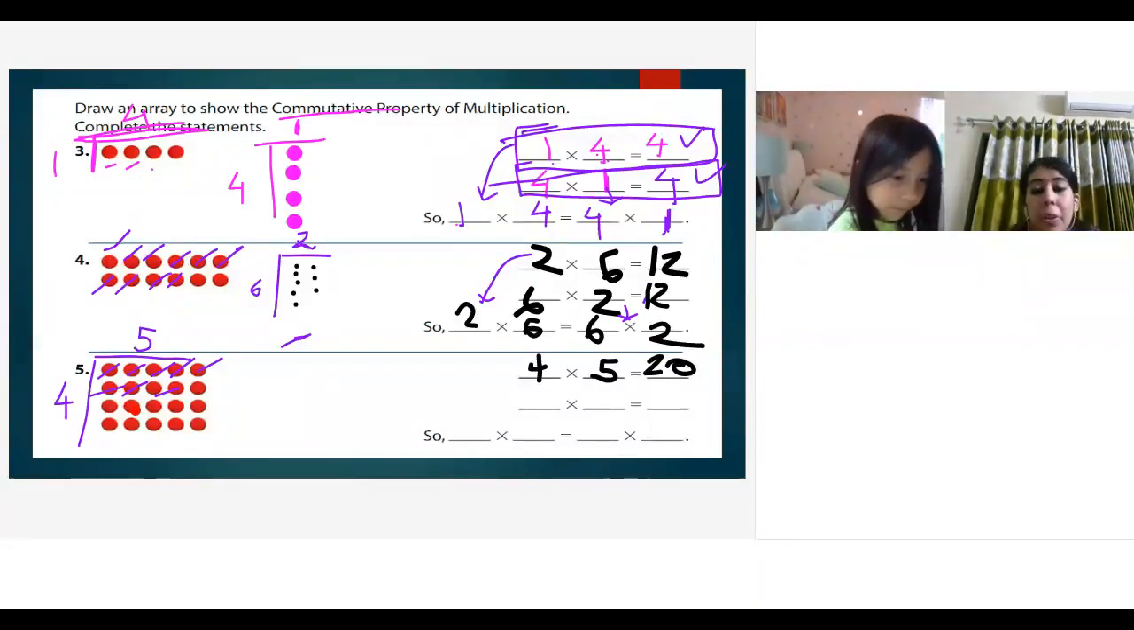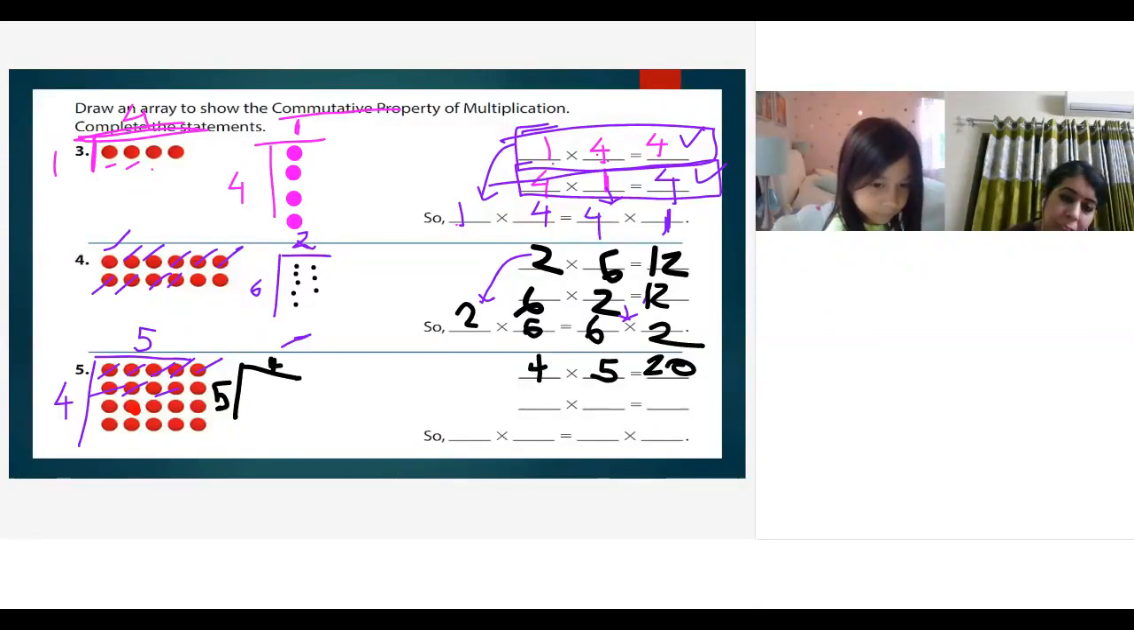Okay, very good. Now what you have to do, you have to change the order. First, change the order. Very good. So 5 times 4. You have to mark it. Now mark how many rows? 5. Okay. 5 and 4. Mark 5 rows. Do I have to write the row? Yes. Now you mark it like this.